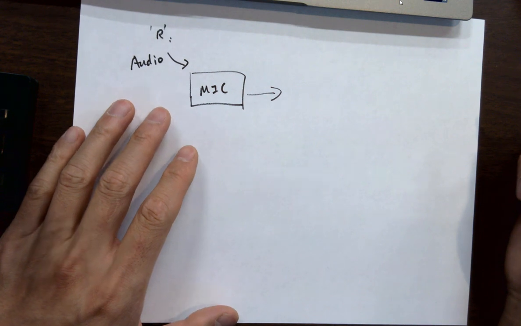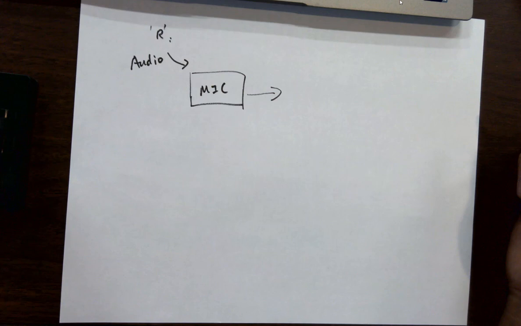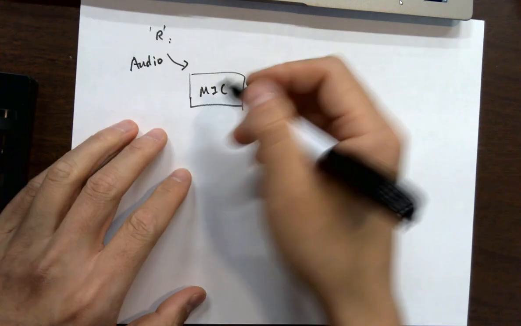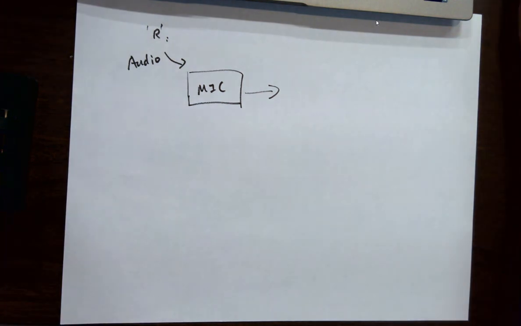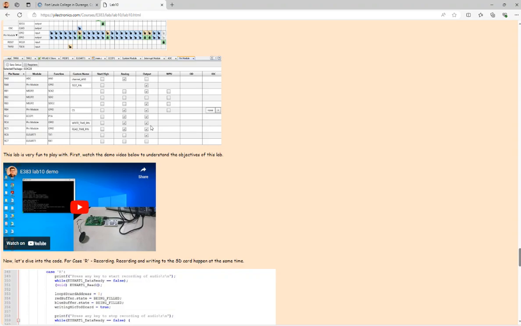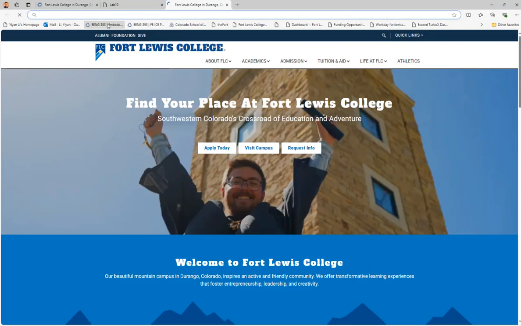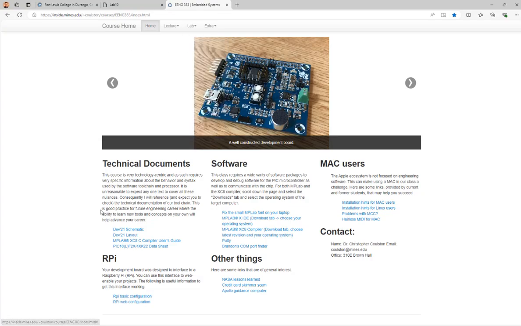Mm-hmm. No filter, right? The filter and the mic are connected together, right? So it's just one functional block. Which filter did we use? Remember? I know this is confusing.